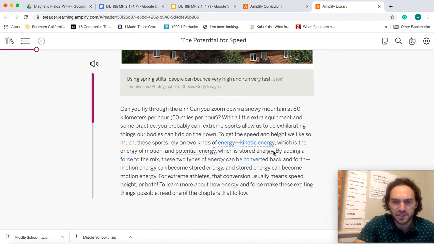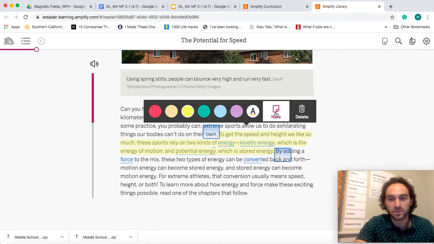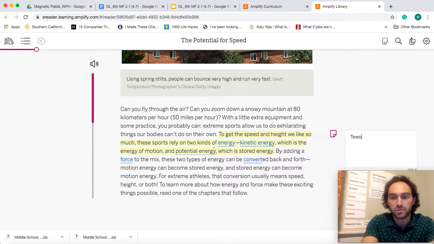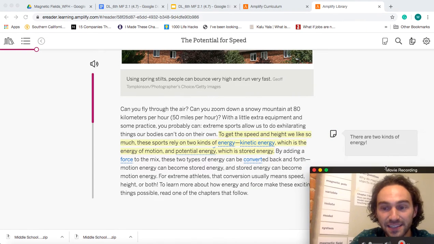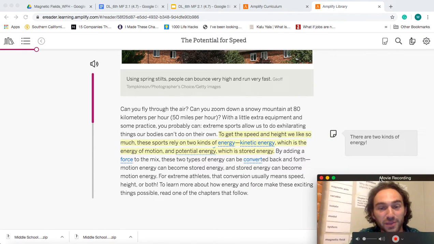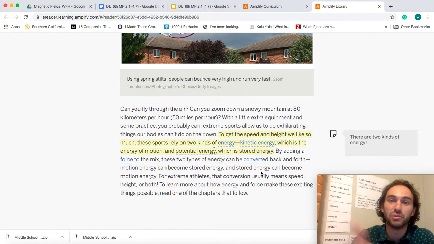Now, I think this is definitely something important, so I'm going to highlight it. I may add a note, just so I can remember there are two kinds of energy. And just remember, I do see your annotations, and if I see your article isn't annotated, that definitely hurts me a little bit because I want you to do that. It's really helpful, especially when you have the questions you're going to answer later. This is how you find those answers.